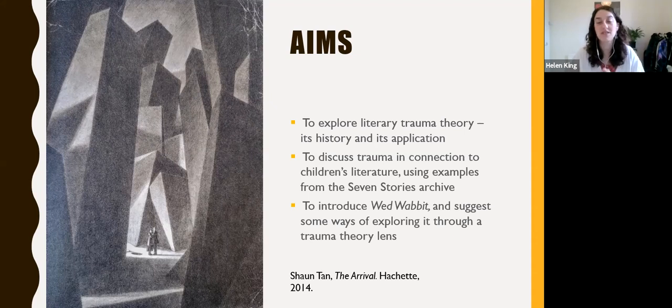I'm then going to move on to discussing trauma specifically in relation to children's literature and some of the theoretical concerns that arise when we're bringing trauma and children's literature into dialogue with one another. And I'm going to use some items from the 7 Stories archive to illustrate this. Finally, I'm going to introduce Wed Wabbit, your set text, and suggest some ways of exploring this novel through a trauma theory lens.